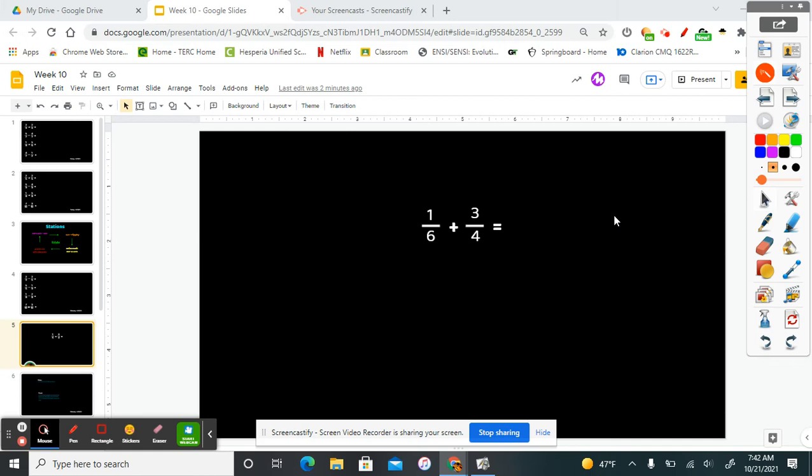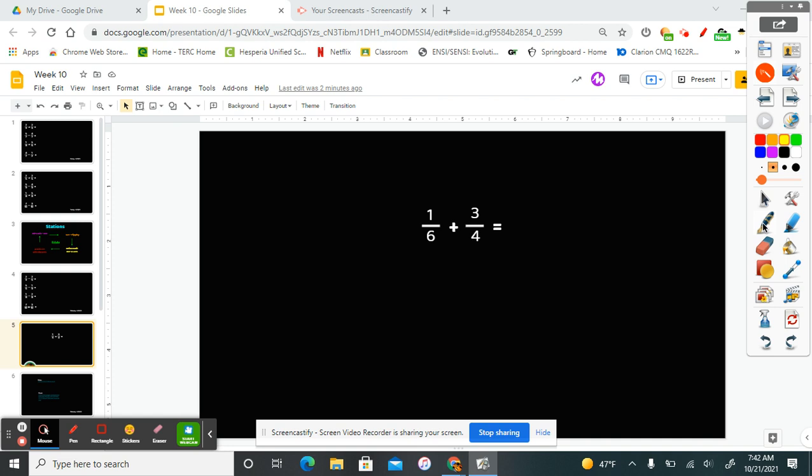All right, so what do we do when we have uncommon denominators? When the denominators are not the same, we have a 6 and a 4. Well, we need to find equivalent fractions so that we do have a common denominator. Now, the first thing that will help us is if we find what is called the least common multiple, okay?